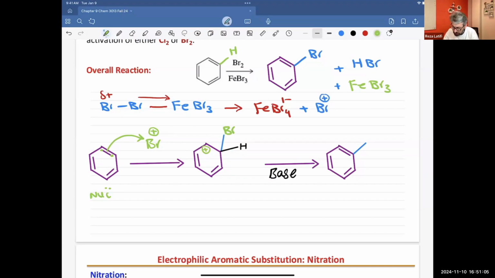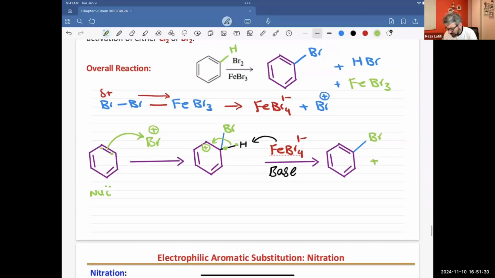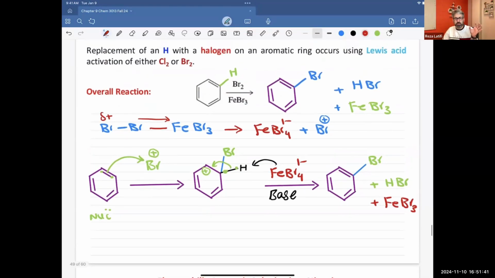We need to have a base, and our base will be FeBr4 with a negative charge. This one is going to go after this hydrogen, and it will take the hydrogen as H plus, and those 2 electrons will be given to carbon. And now we get a double bond there, and the bromine is here. So the H will be paired with the bromide, and it will turn into HBr. We will get FeBr3 back.